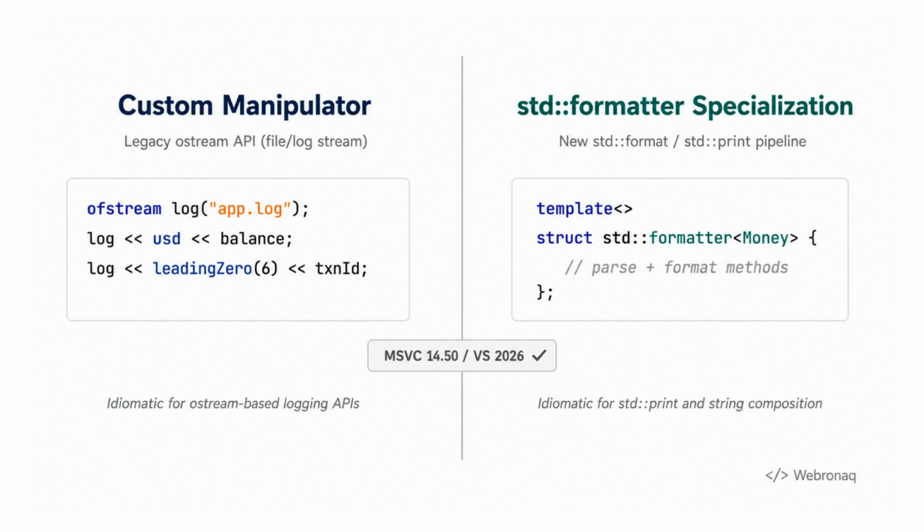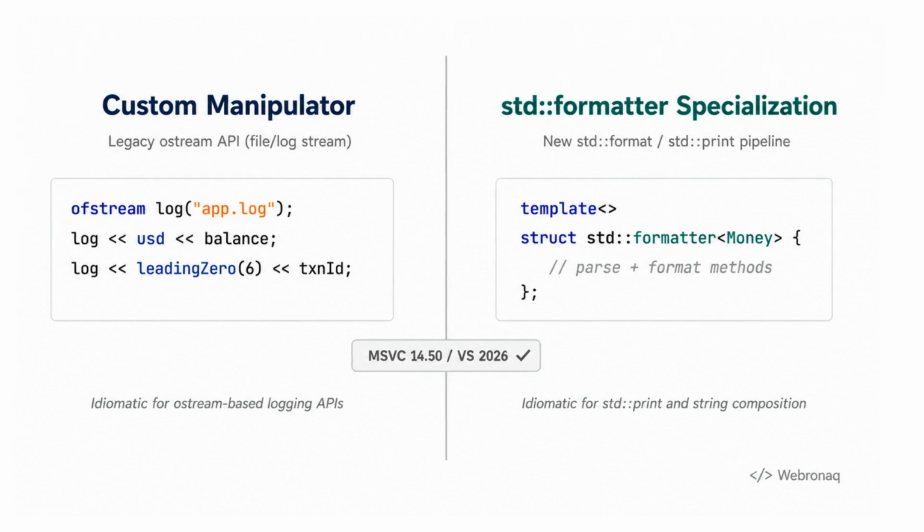But many production systems, especially logging libraries and file-based audit trails, still accept an ostream reference directly. If you pass a file stream to a third-party logging API, you cannot use std::print there. You write to the stream the library gave you, and your custom manipulators work exactly as they always have. The usd and leading_0 manipulators you just built drop straight into that flow, no changes needed. Knowing both tools means you reach for the right one every time.